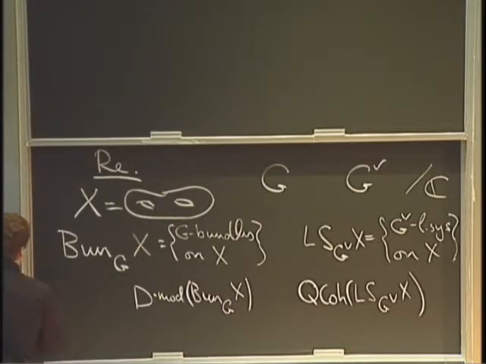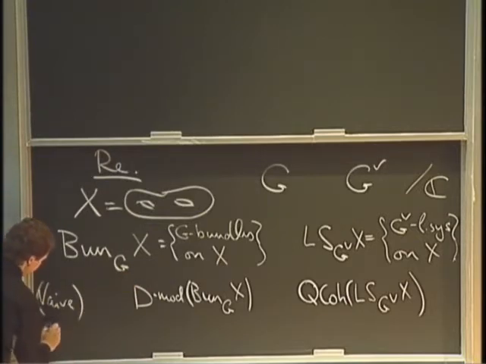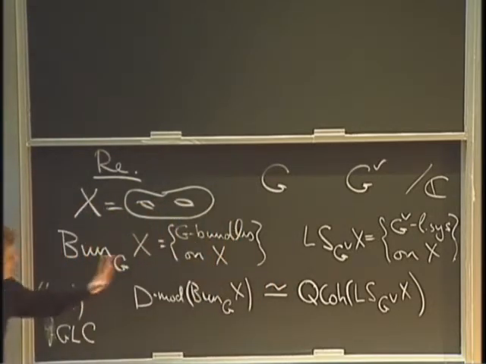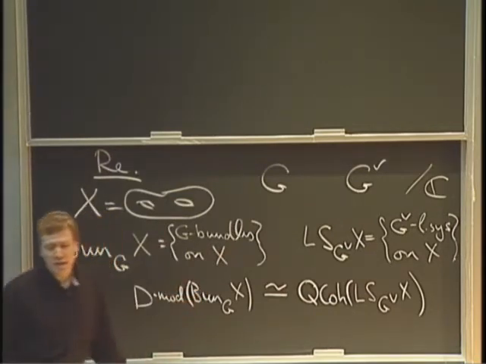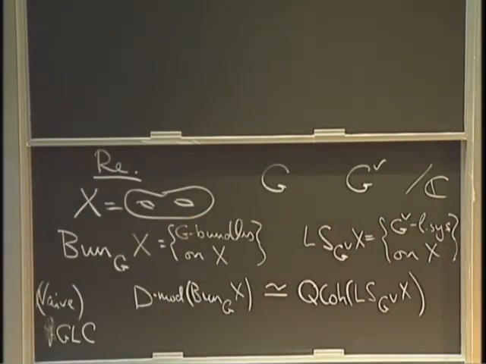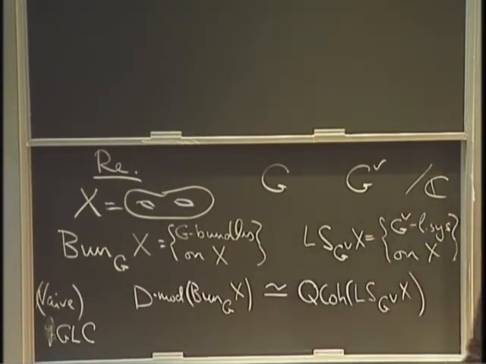And the naive idea, the geometric, or if you like, categorical Langlands conjecture, is that these two categories should be equivalent. And of course, this is not saying much unless you also specify what you want from this equivalence. A few of these required properties were discussed last time.